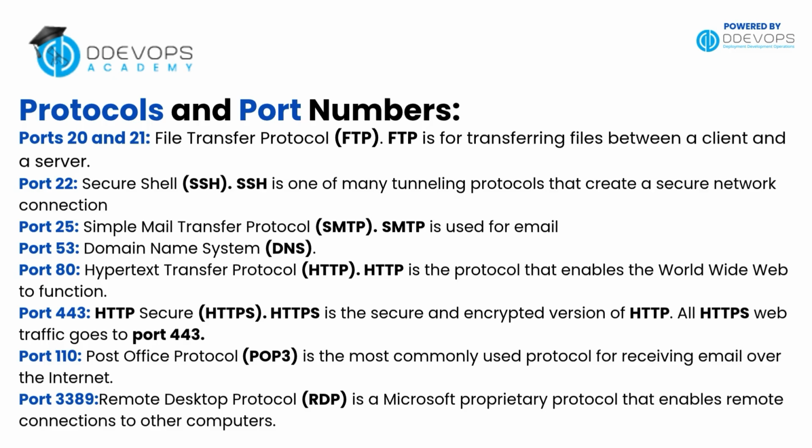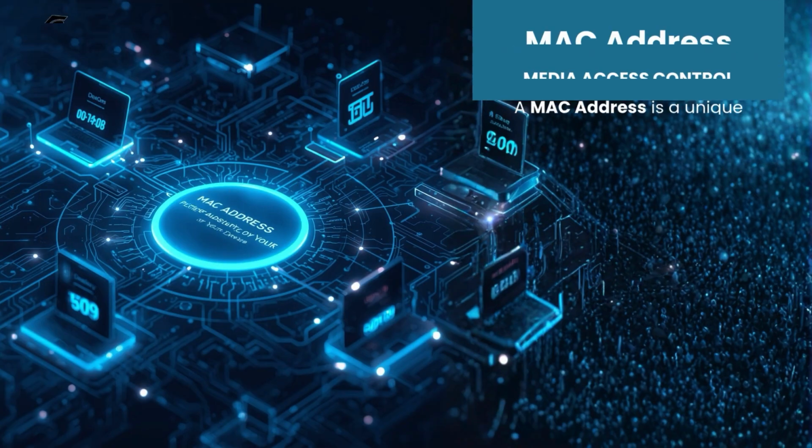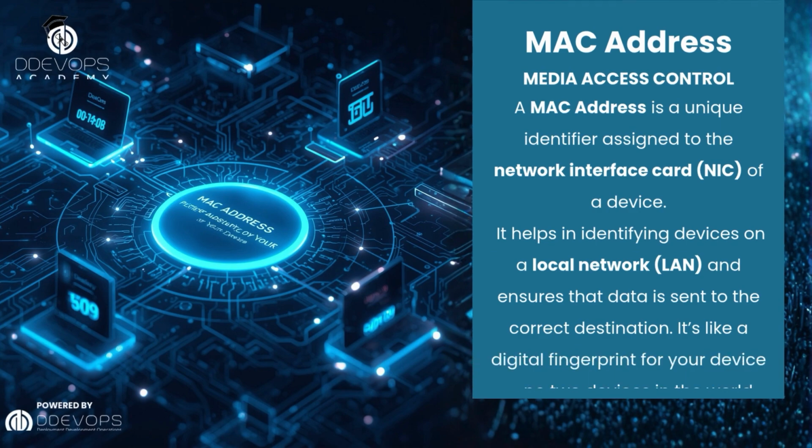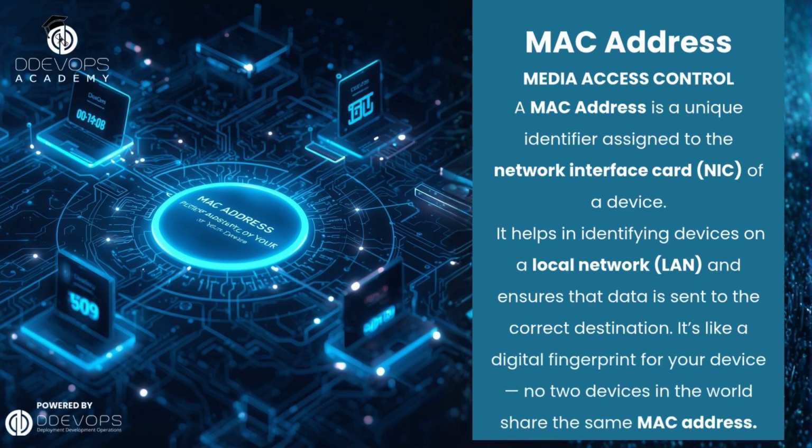Port 110. Post Office Protocol, POP3, is the most commonly used protocol for receiving email over the Internet. Port 3389. Remote Desktop Protocol, RDP, is a Microsoft proprietary protocol that enables remote connections to other computers. MAC address. A MAC address is a unique identifier assigned to the network interface card, NIC, of a device.